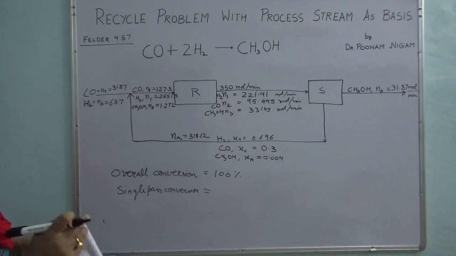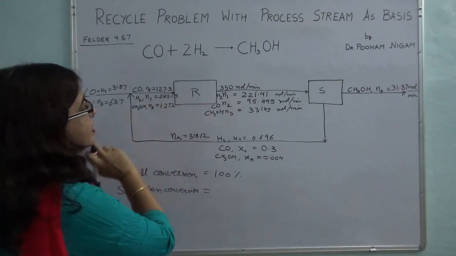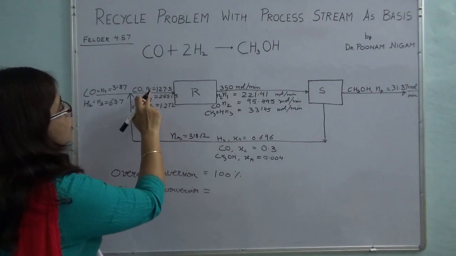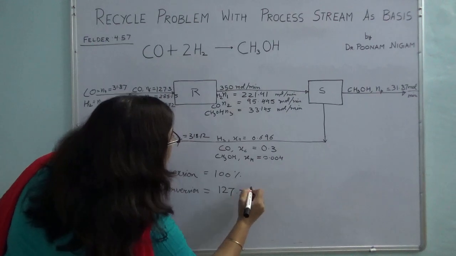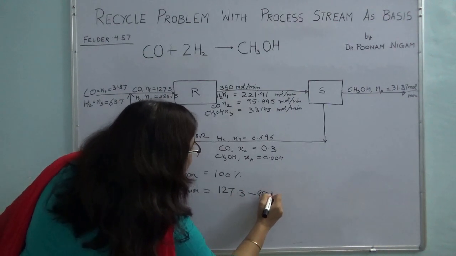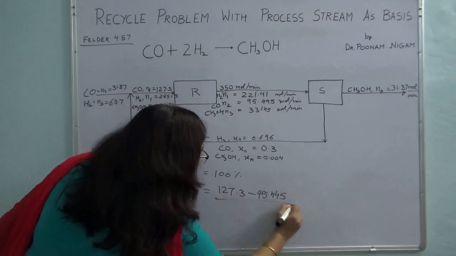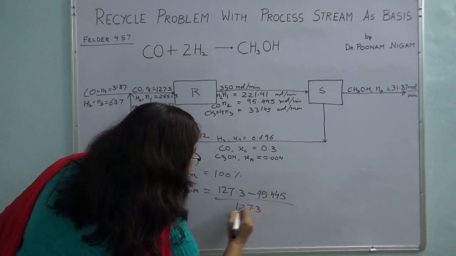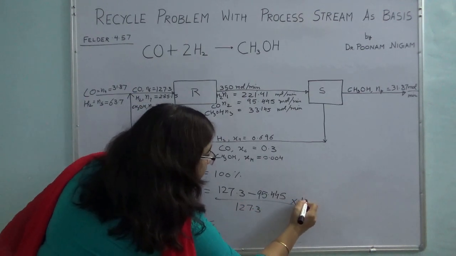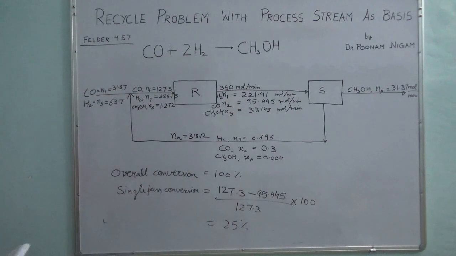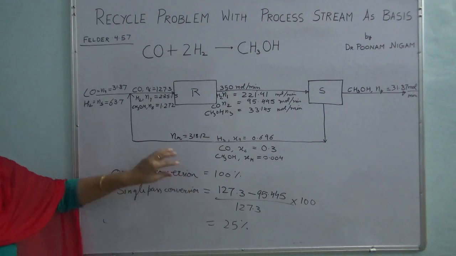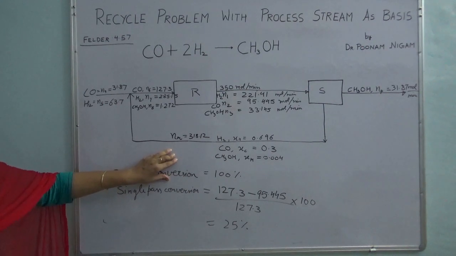Okay, so let's see how much has reacted. That will be equal to 127.3 minus 95.445, and that divided by what is fed and multiplied by 100. So you get 25%. So single pass conversion is basically 25%, but your overall conversion is 100%.